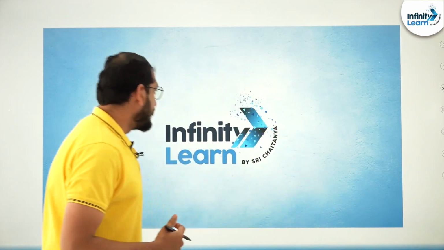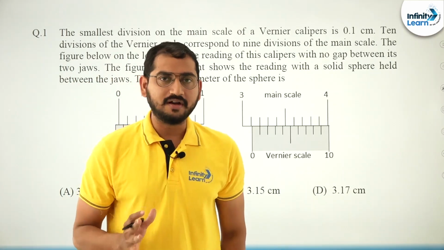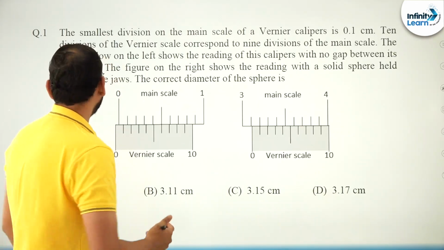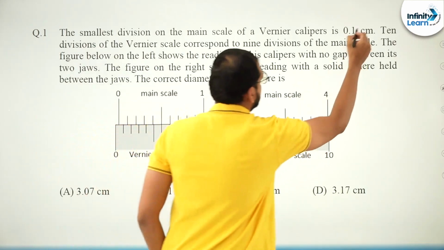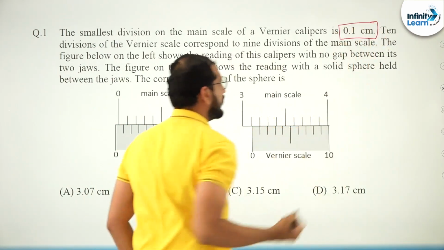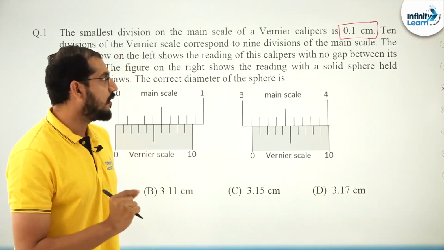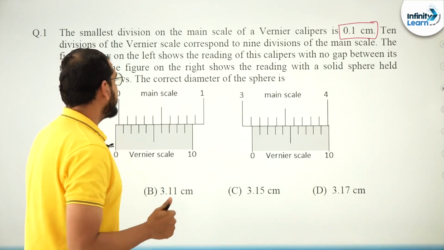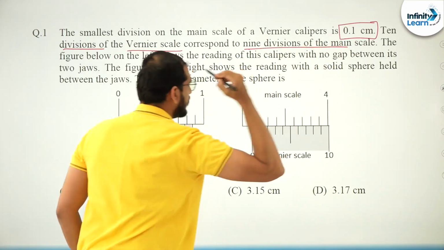Let's start with question number 1 of Advanced, which was based on the concept of vernier caliper. Let's see what information is given in this question. It is given that in this vernier caliper, the main scale has a least count of 0.1 centimeter. That means the distance between any two divisions is 0.1 centimeter. Another piece of information is that 10 divisions of the vernier scale correspond to 9 divisions of the main scale.